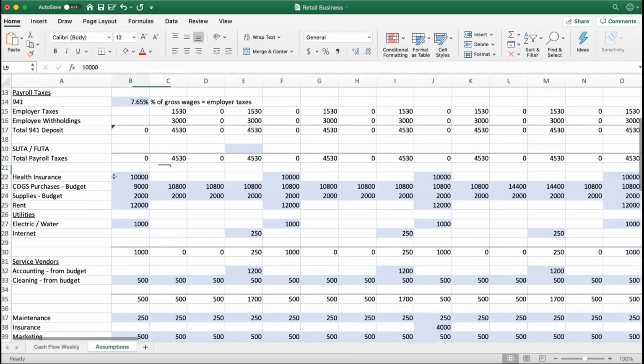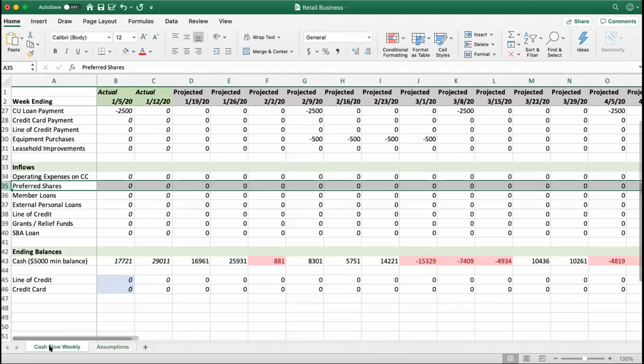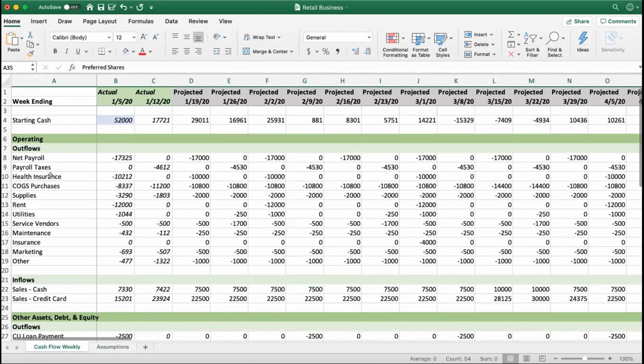Made some assumptions about when health insurance is going to be paid. Now, let's say that we decide to defer health insurance. You can just move it over here and say we're going to have to pay that one late. And then you can come over here and see the impact of that here.